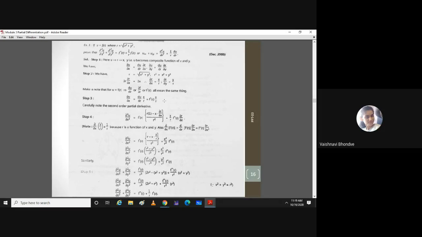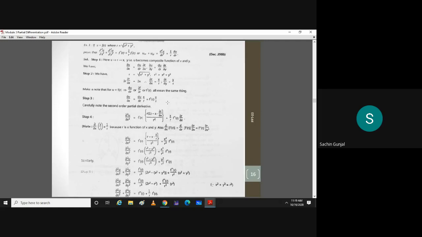Okay. Now you need to calculate the second order derivative because uxx is asked. So differentiate ∂u/∂x with respect to x once again. Apply the product rule, because f'(r) is also a function of x and x/r is also a function of x. So f'(r) as it is, times the derivative of x/r with respect to x.